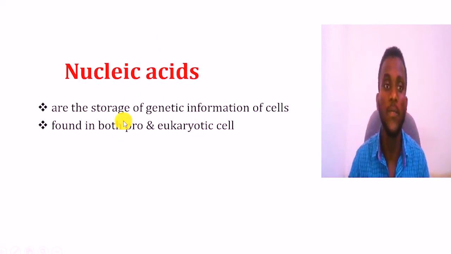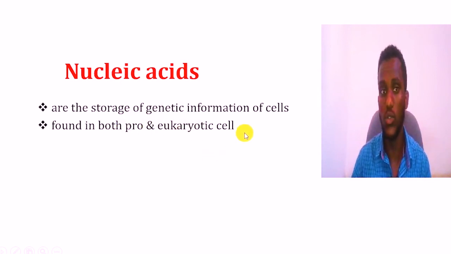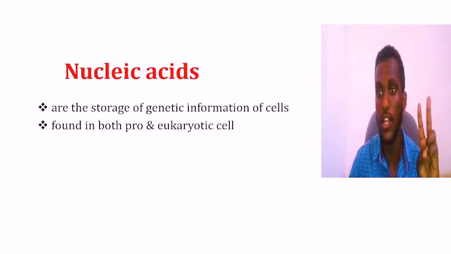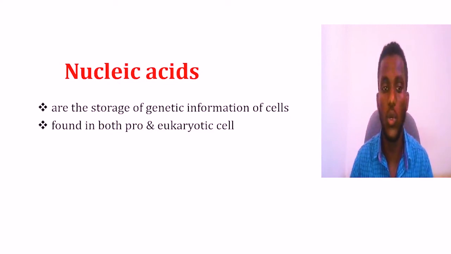So these nucleic acids are found in both prokaryotic and eukaryotic cells. Cells are classified into two: prokaryotic cell and eukaryotic cell.